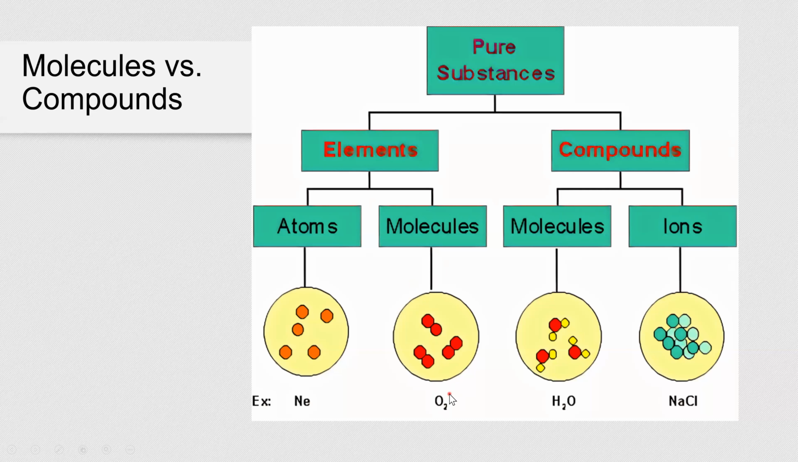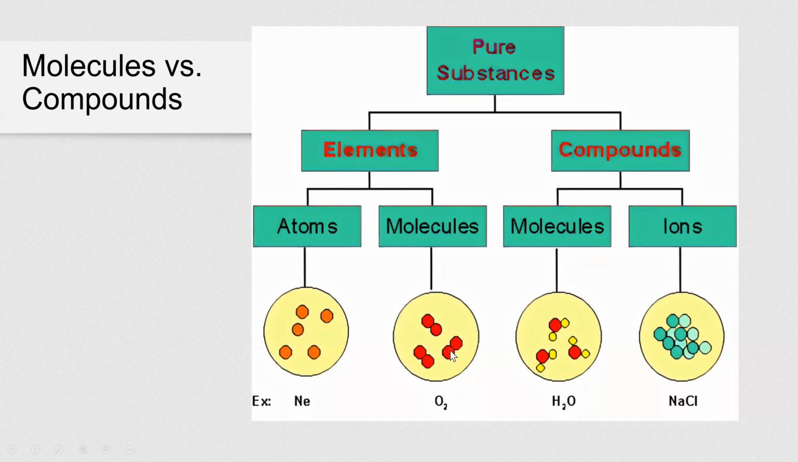Now, usually we call molecules something that is made of the same type of atoms, but it's not always true, because water is a molecule, right? But it's a compound molecule. So we can have molecules made of the same element, and we can have molecules made of different elements, then we call them compounds. So what is the similarity then? Why do we call oxygen O2 and H2O both molecules?